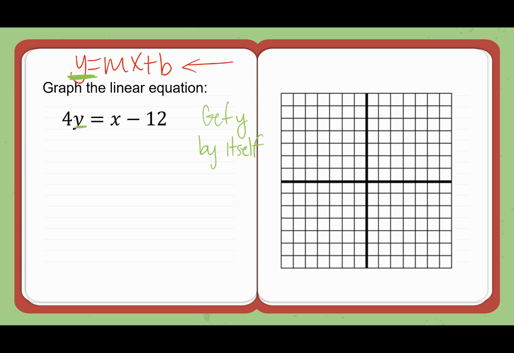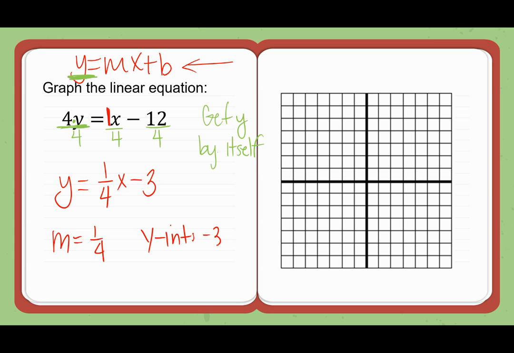So if I look to get y by itself, it's 4 times y. So to get rid of that, I'm going to divide by 4 everywhere. And then I'll have y equals, and I notice it's like x over 4, but it's actually just 1x over 4. So I'm going to write it as 1 over 4 x and then minus 3. And now I can see what my slope is. It's 1/4. And I can see what my y-intercept is, negative 3. So I can graph it once it's in slope-intercept form.